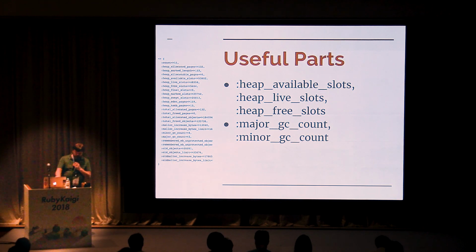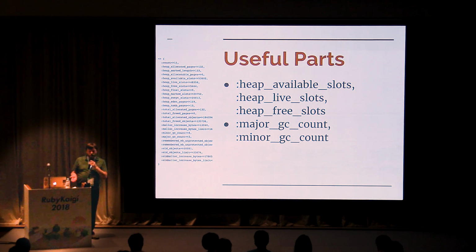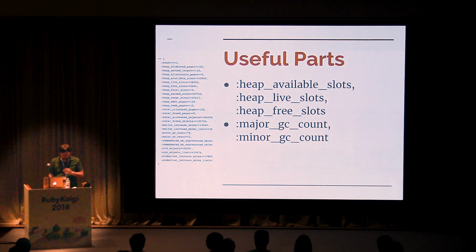The other things, major GC count and minor GC count, just tell you how many total garbage collections have happened over the entire time your program has run. So if you're asking yourself, am I garbage collecting too often? The first thing to do is count. There's also a lot of other interesting stuff in there. When I talk about those thresholds that it's hard to get past, the thresholds are in gc.stat. All sorts of things are in gc.stat.